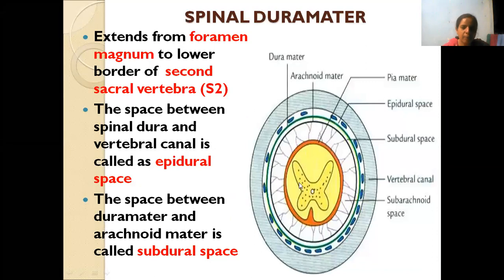Okay? So, this is the cut section of the spinal cord. You can see the three coverings also. The outermost covering is the dura mater, and the middle covering is this black line, arachnoid mater. The innermost covering we have is pia mater. The space below the arachnoid mater is the subarachnoid space. The space below the dura mater is the subdural space.